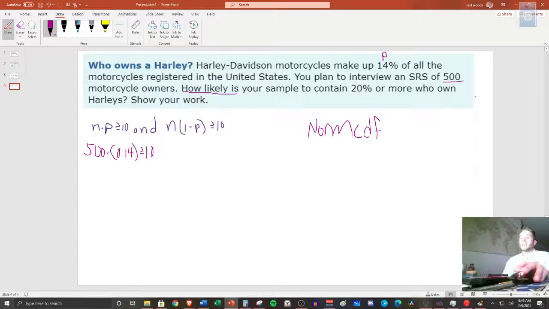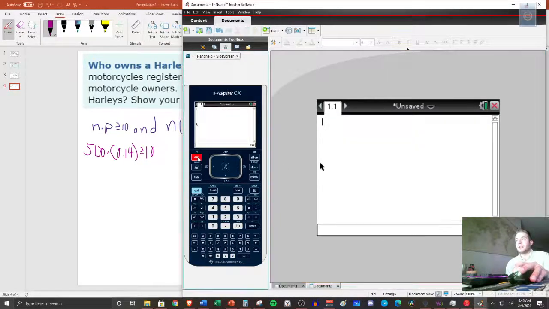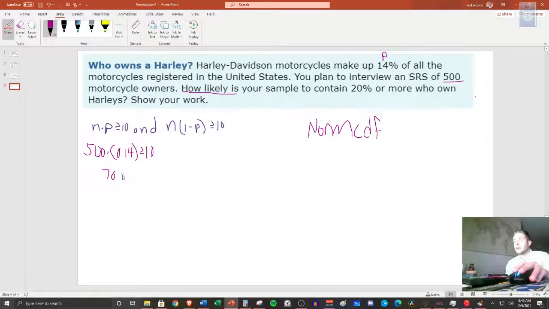So we need to make sure that that's greater than or equal to 10. I need to actually hide this for a second. We need to do that calculation. So 70. Is 70 greater than 10? Yes, it is. So that's good. We do it on this side as well: 500 times 1 minus 0.14. Is that greater than or equal to 10? It actually will be the complement of this one because it's everything else. So this should be 430, which is going to be larger.